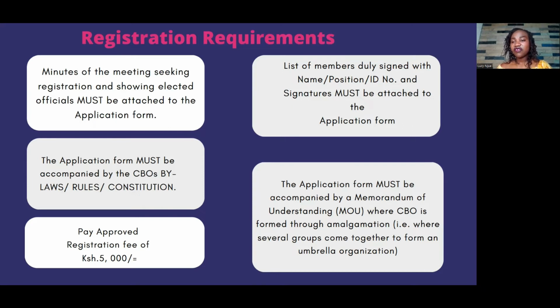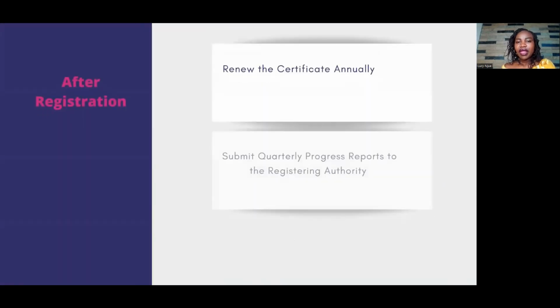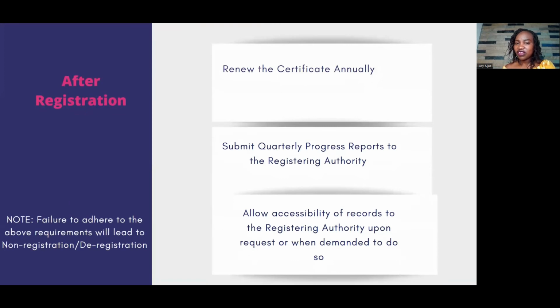So there needs therefore to be an MOU, showing that we have agreed to come together and to form this CBO. And of course, you need to show that you have made your payment of Kenya shillings 5,000. And basically, a lot of this information is actually available on the website. I need to check which exact website, but I'll make sure it is in the notes. I'll write for you the link where you can get all this information.